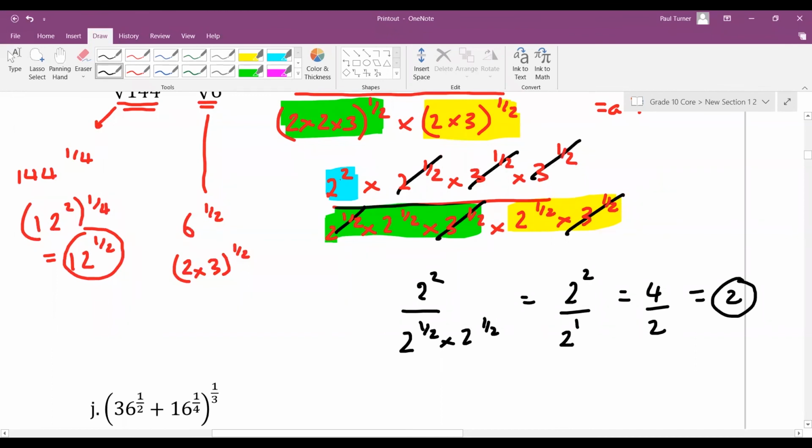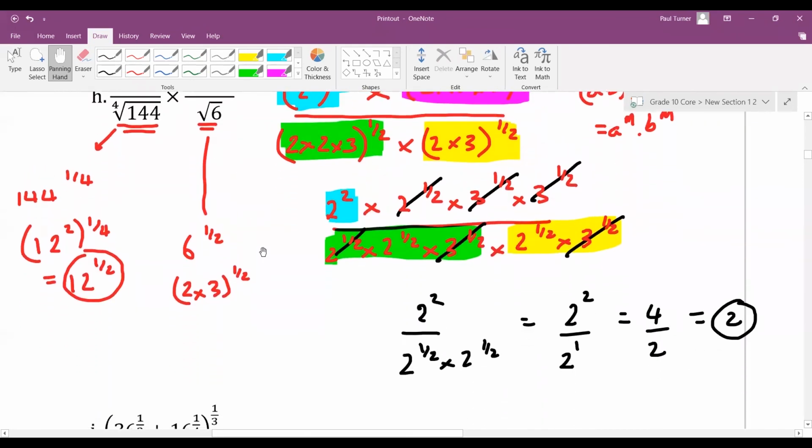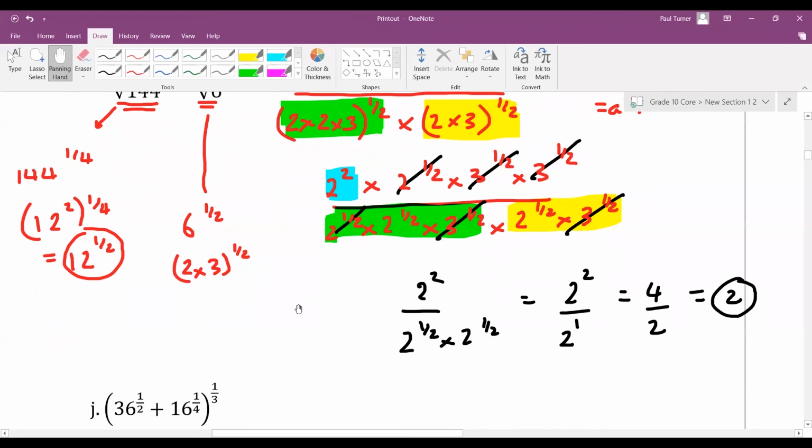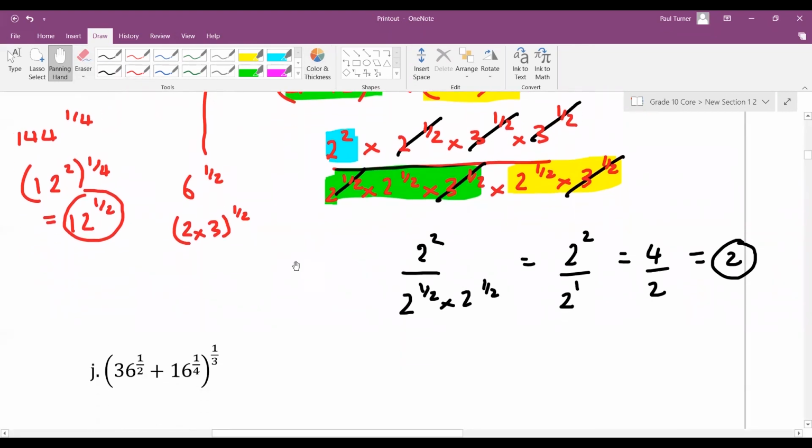All that work just to get 2, right? So if you have a photo math app, you can check your working with these here, that you got the correct answer. So if you want to write that down, you can, but you're going to get a few like this in the homework that take a while to do.